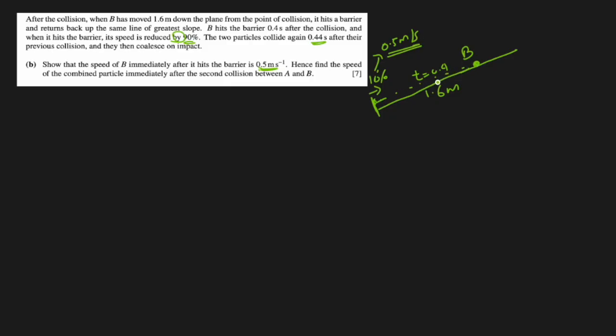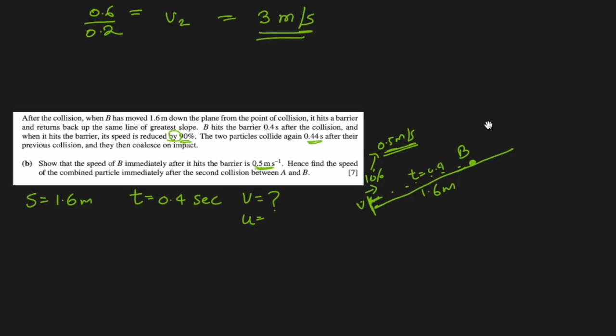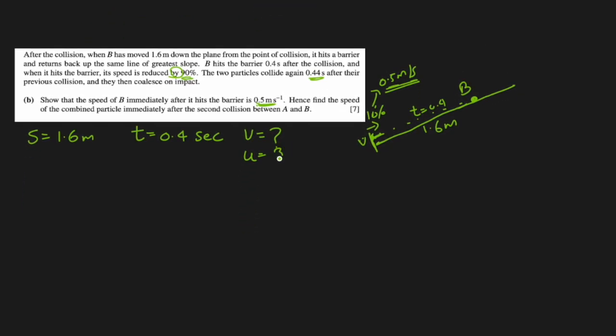So we know the distance here, S is 1.6 meters. Time is 0.4 seconds. We have to find the speed after, which means let's first find v before hitting the barrier. For particle B, u, which we got after the collision, was 3 meters per second. We know u.